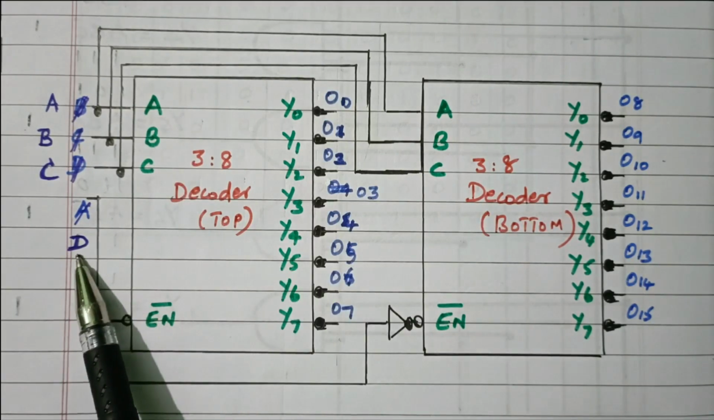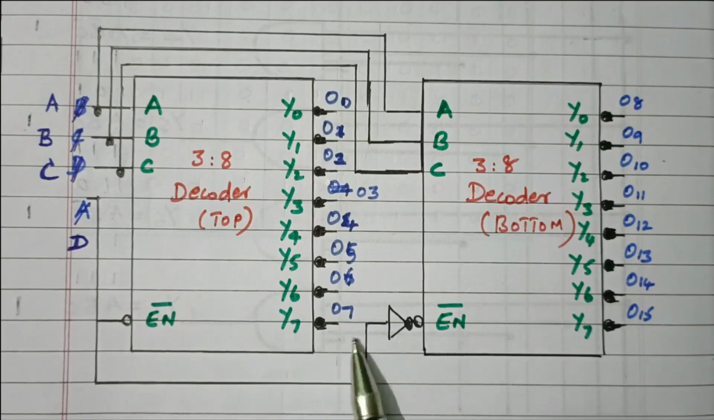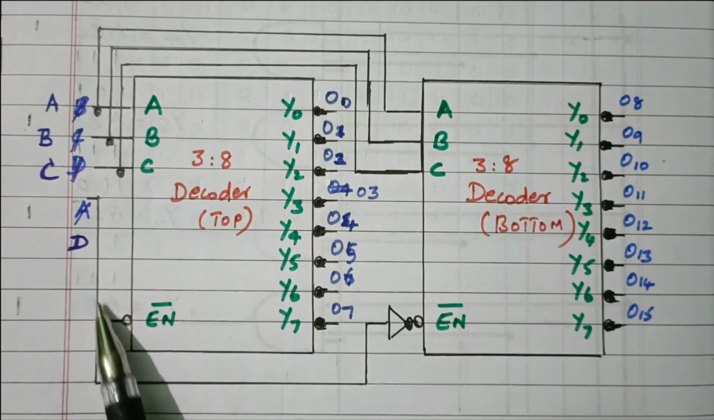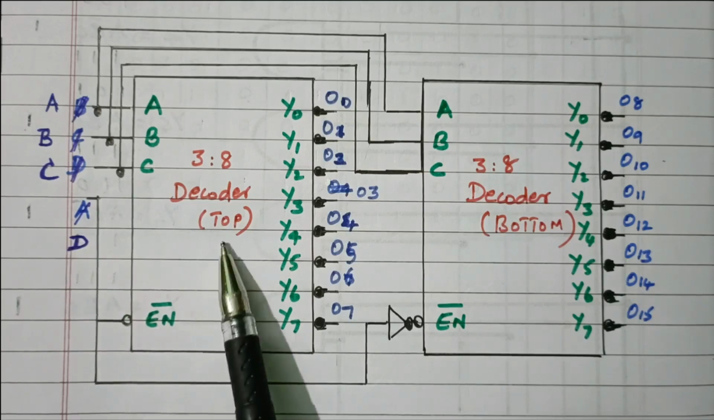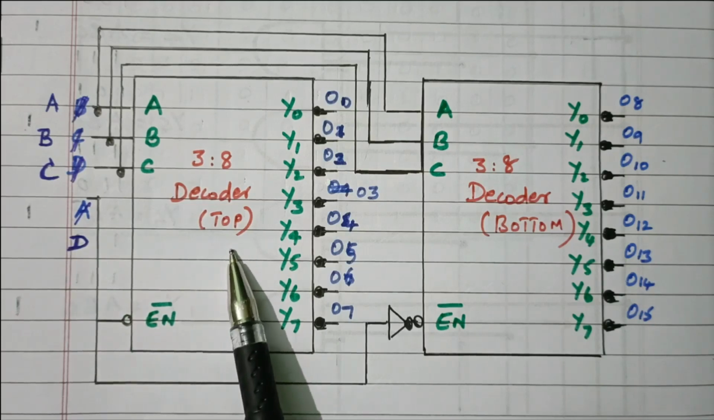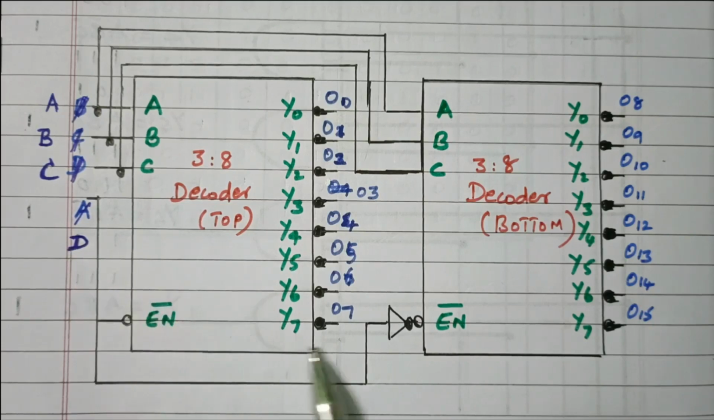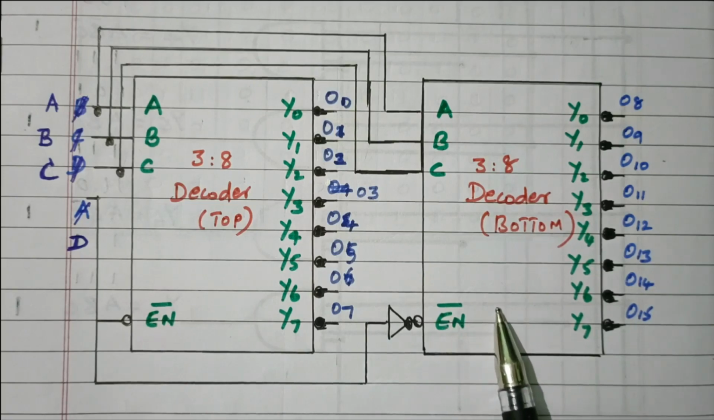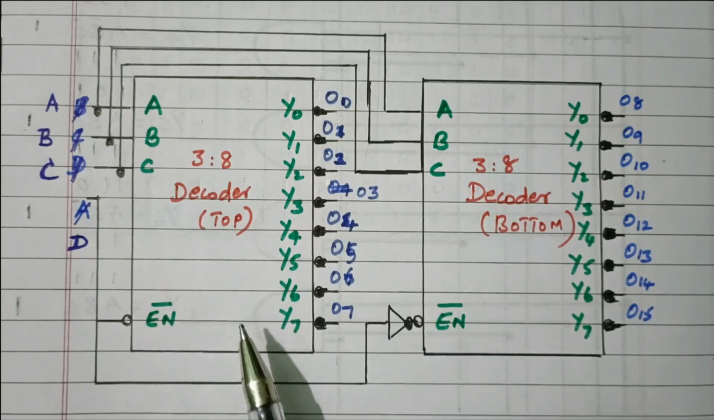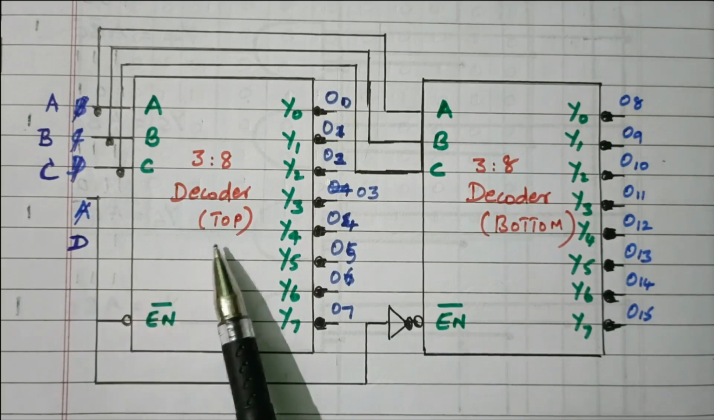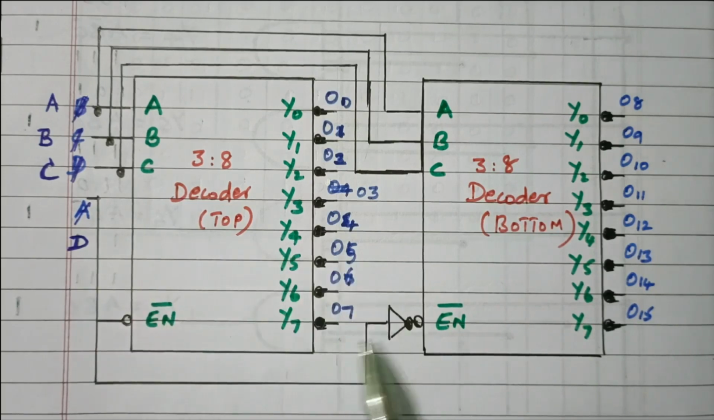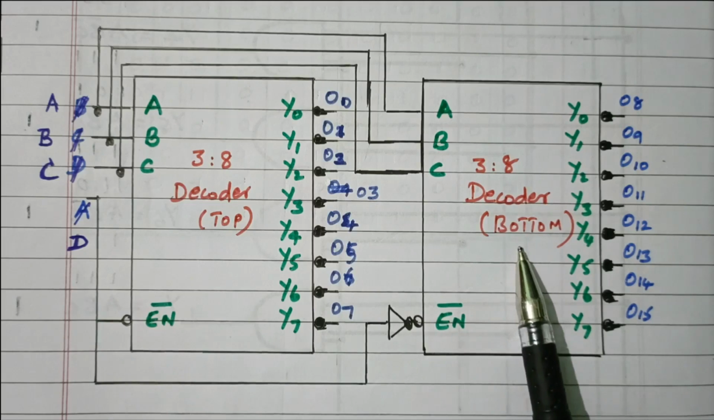One more input, D, is used for enabling the top decoder and bottom decoder. It is connected as an enable input. For the top decoder it is inverted: D equal to 0 means a 1 is there, so the top decoder will be enabled. If D is 1, the already available inverter makes it 0 for the top decoder, and the bottom decoder will be enabled. So D equal to 0, top decoder enabled. D equal to 1, bottom decoder enabled.